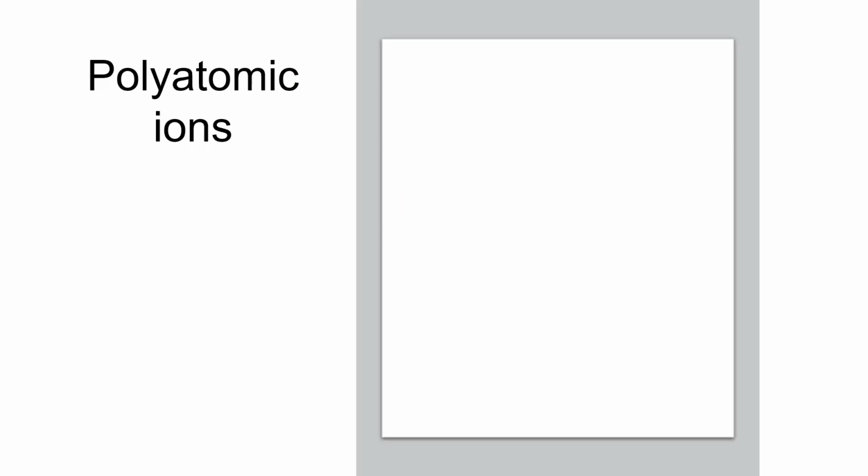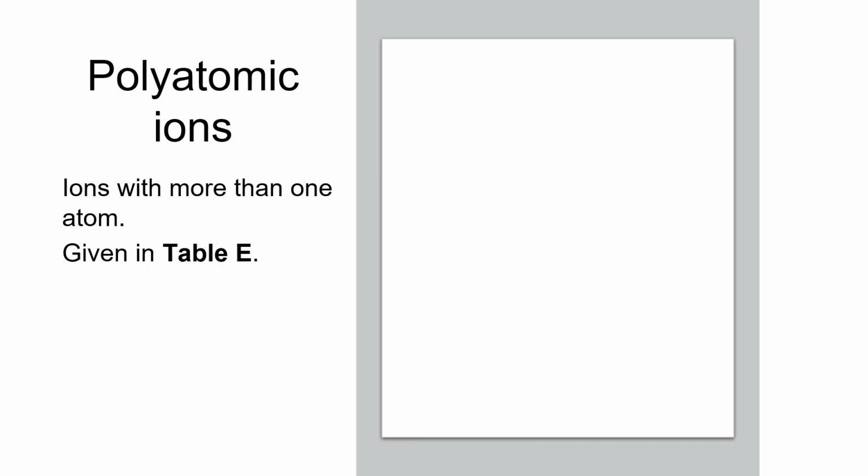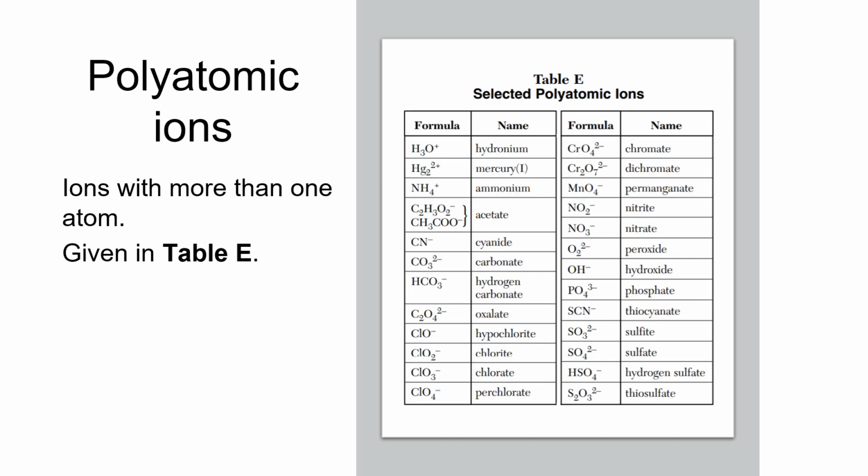Now, polyatomic ions are the ions that have more than one atom, and you guys don't need to memorize any of them because they are given to you in Table E. This is what Table E looks like. We have a whole bunch of polyatomic ions in there. So this is how those work.